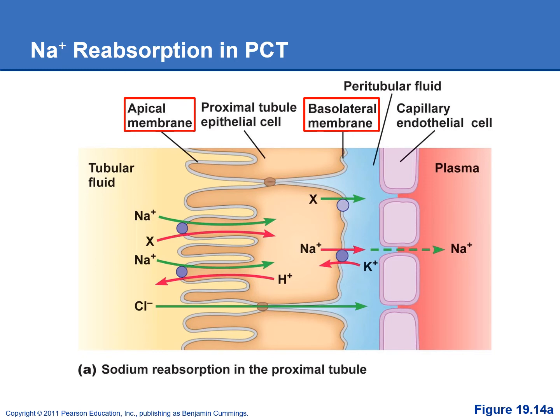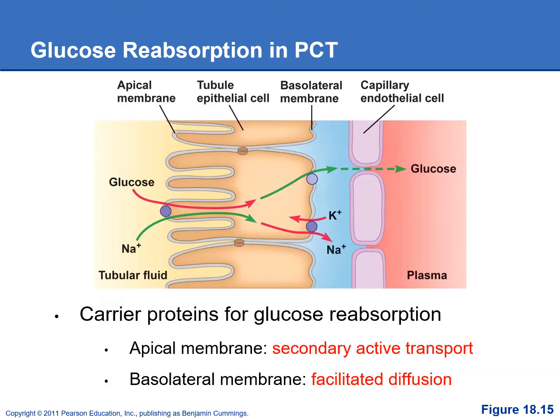So this is just pictures from your book. I just had everything in one spot, but this is the same thing again. Just remember that sodium reabsorption is the key driving force for reabsorbing everything else in the proximal convoluted tubule. So we've got the sodium-potassium pump on the basolateral membrane, and then we're going to use secondary active transport on the apical membrane. And this one's also showing you the chloride ions. So if you're reabsorbing sodium, chloride ions will follow the sodium.